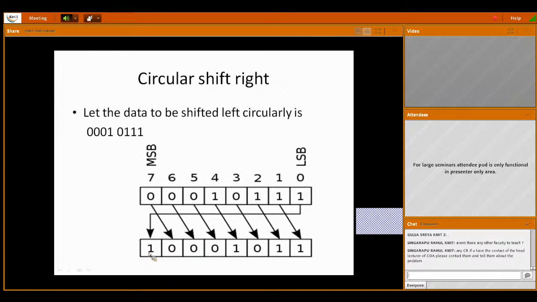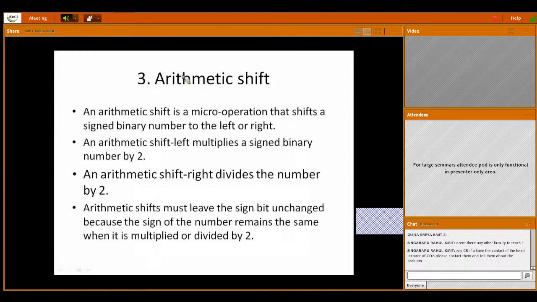This is logical. The next type of shift is arithmetic shift. This operation shifts the data of a signed binary number. Whatever we have discussed till now, that is logical and circular shift, are implemented on unsigned binary data. But here arithmetic shift is applied on signed binary data. That means the binary number can be either a positive or a negative number. You have to represent the sign of the data.